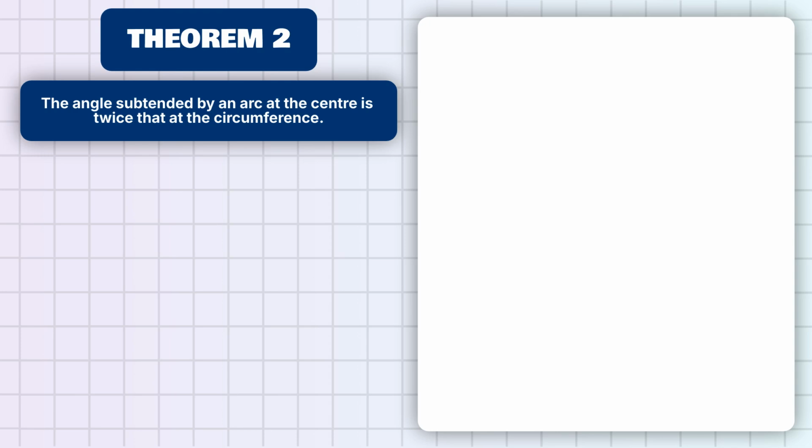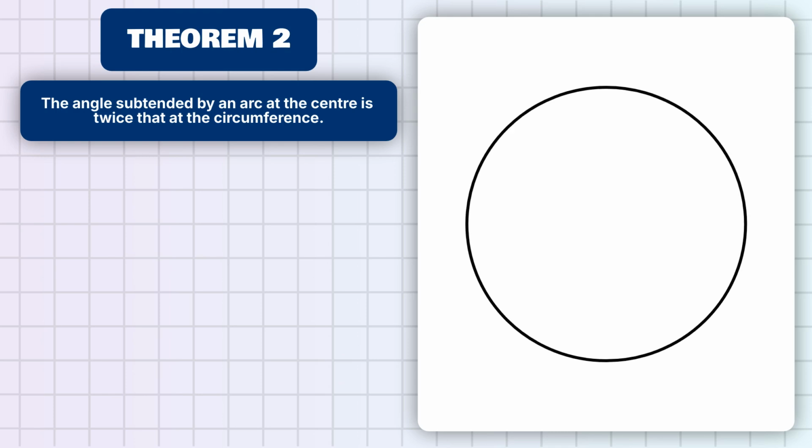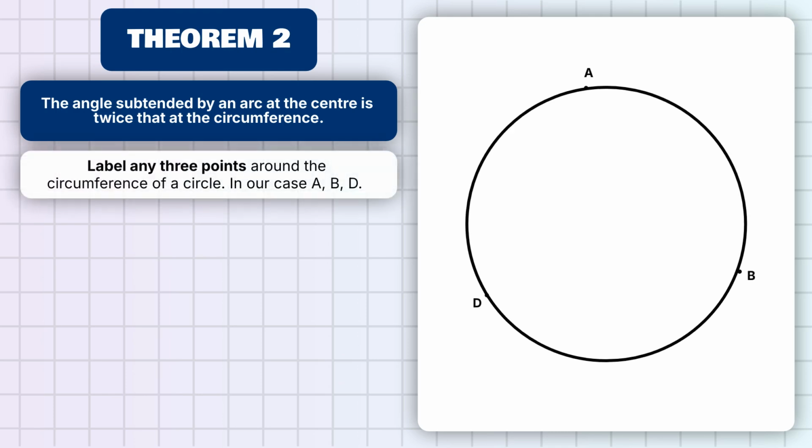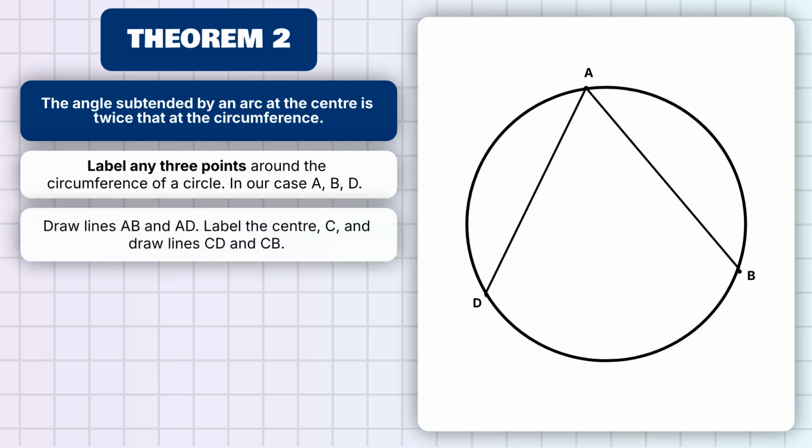Let's now move on to our next theorem. This states that the angle subtended by an arc at the center is twice that at the circumference. Again, this is easier to understand with a diagram. Let's put 3 points A, B, and D anywhere on the circumference of a circle. We'll go ahead and draw lines AD and AB like this. Let's also label the center of the circle C and draw lines CD and CB.